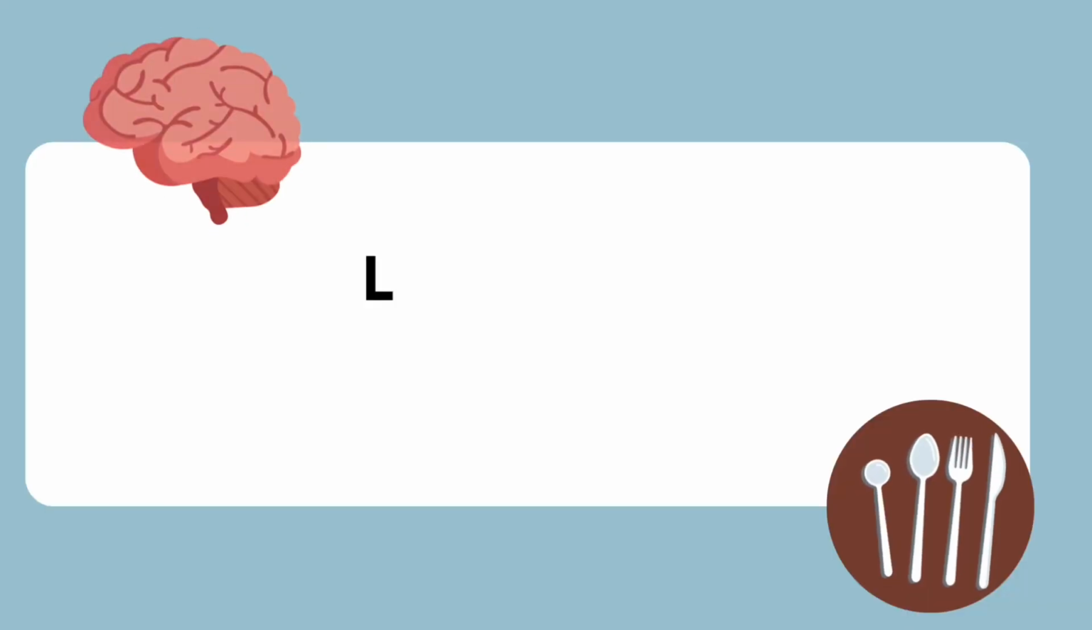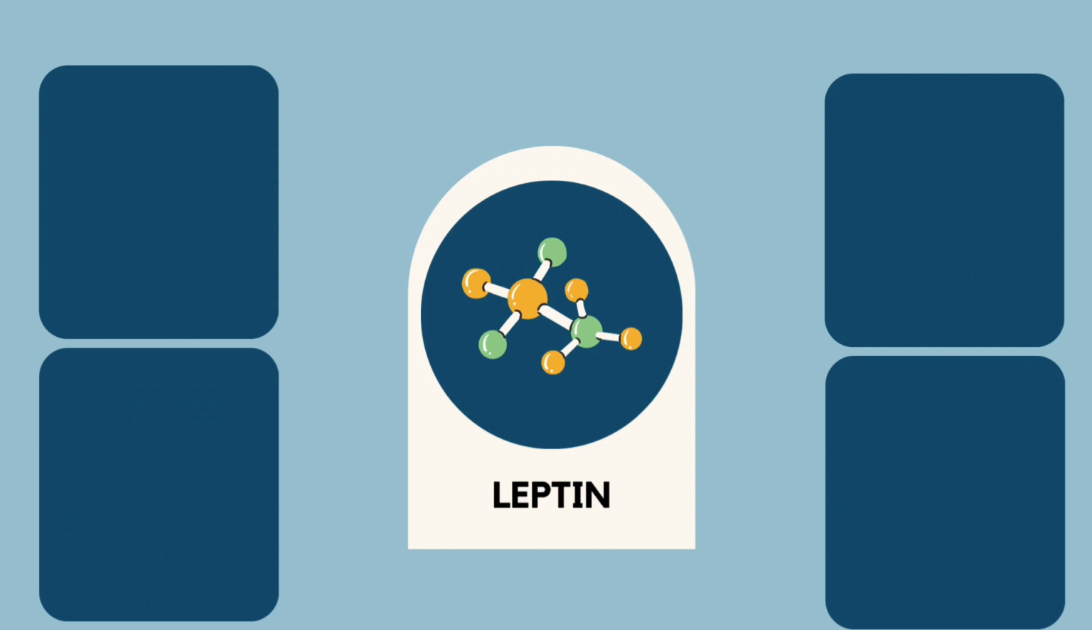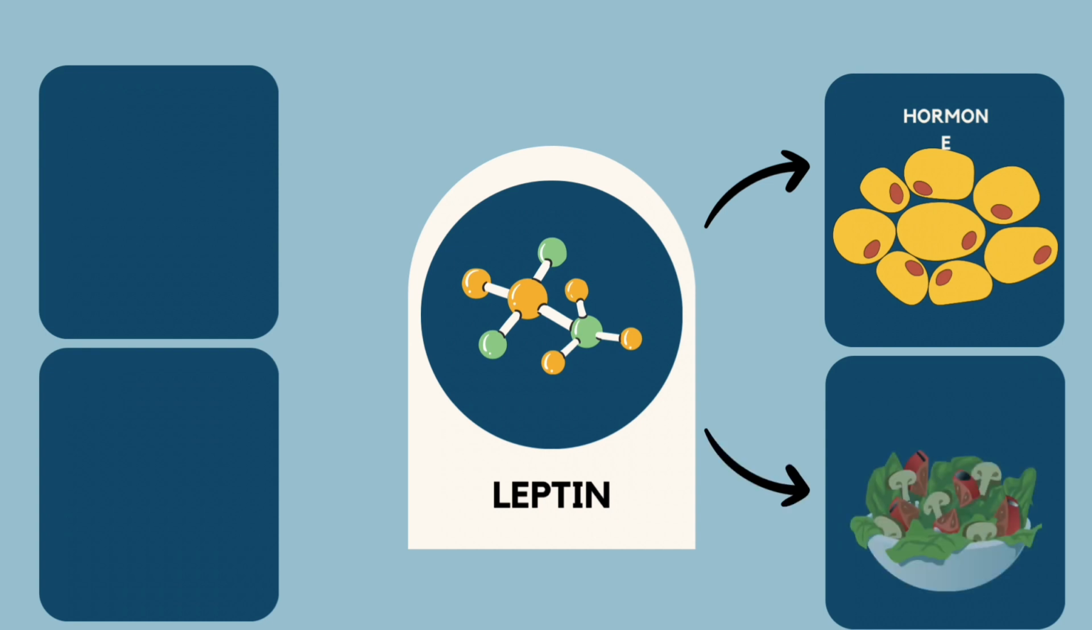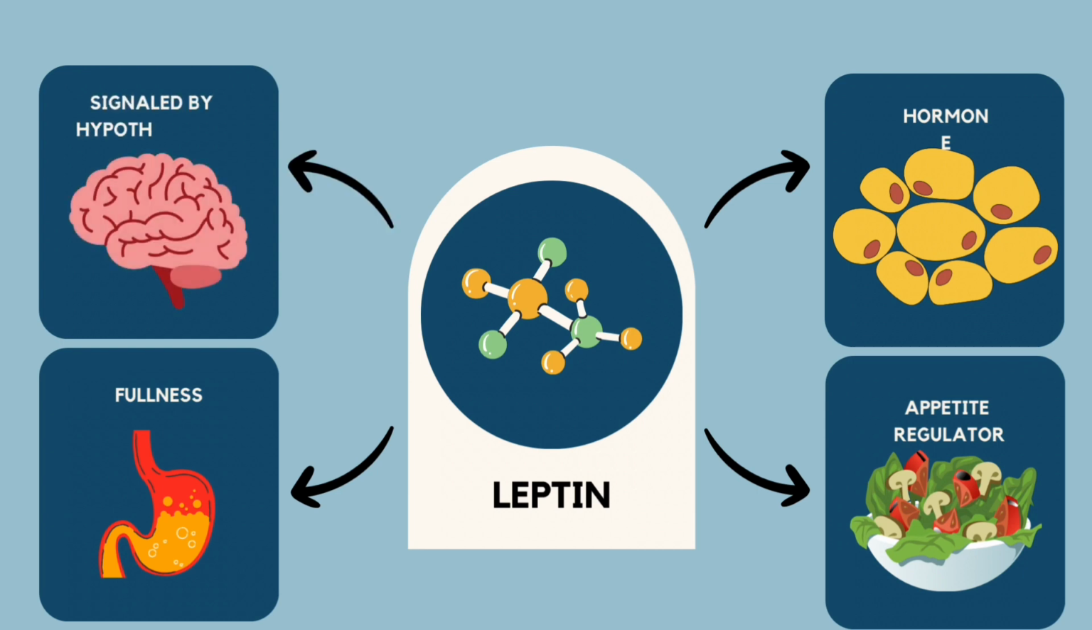Another factor that influences our metabolism is leptin. What is leptin? Leptin is a hormone secreted by our fat tissues, also known as adipose tissue. This hormone is used to regulate appetite by telling our brain when we are feeling full. These signals are then brought to our hypothalamus, which maintains our body's homeostasis.